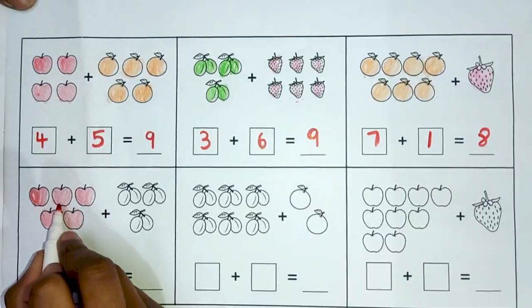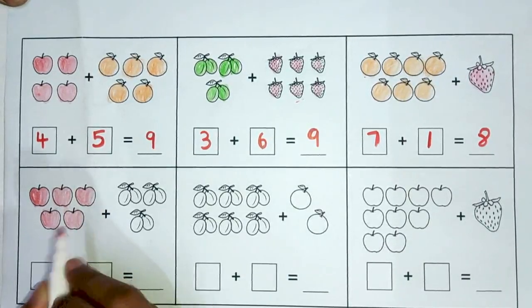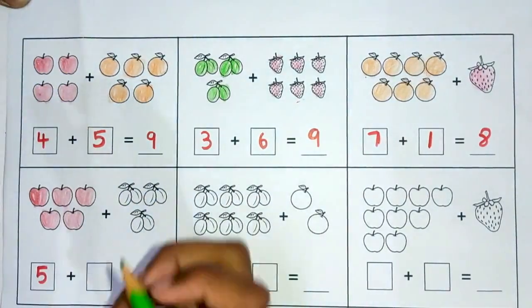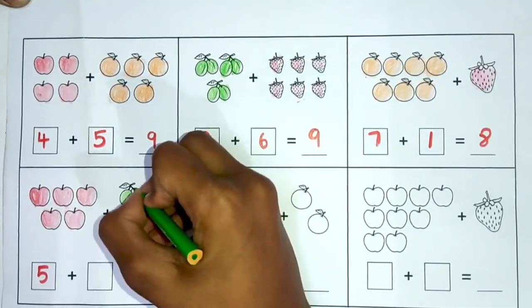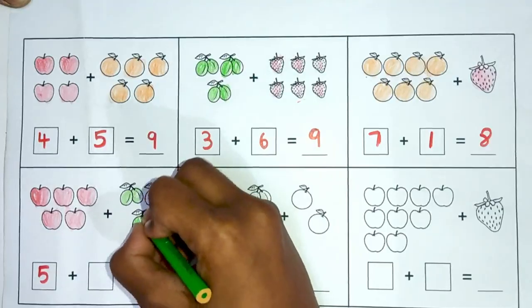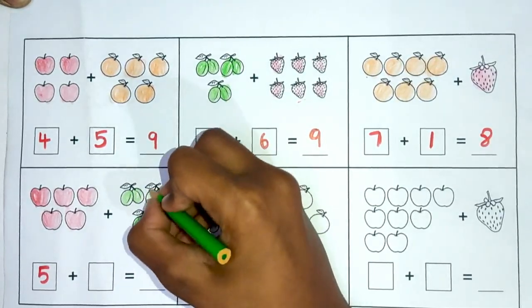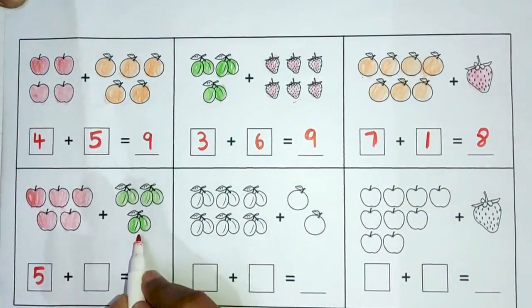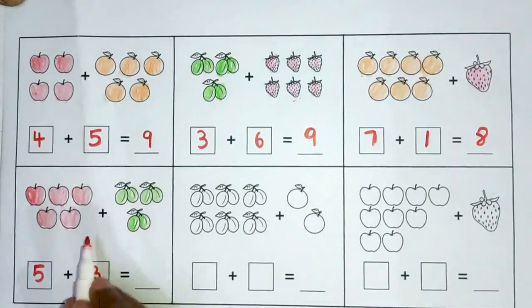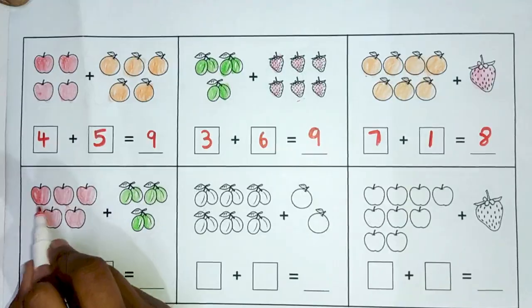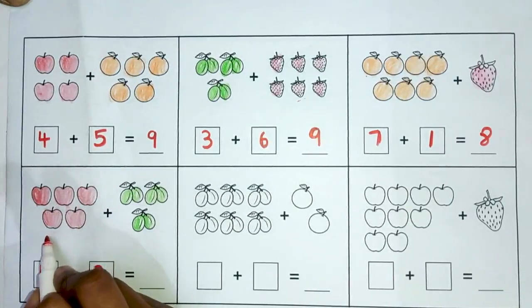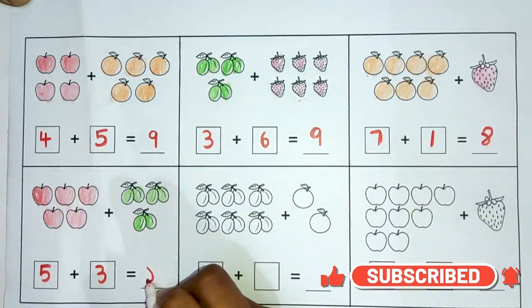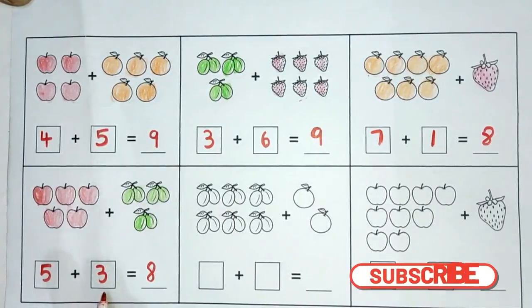So children, 1, 2, 3, 4, 5. So children, 1, 2, 3. 5 plus 3: 1, 2, 3, 4, 5, 6, 7, 8. So children, 5 plus 3 is equals to 8.